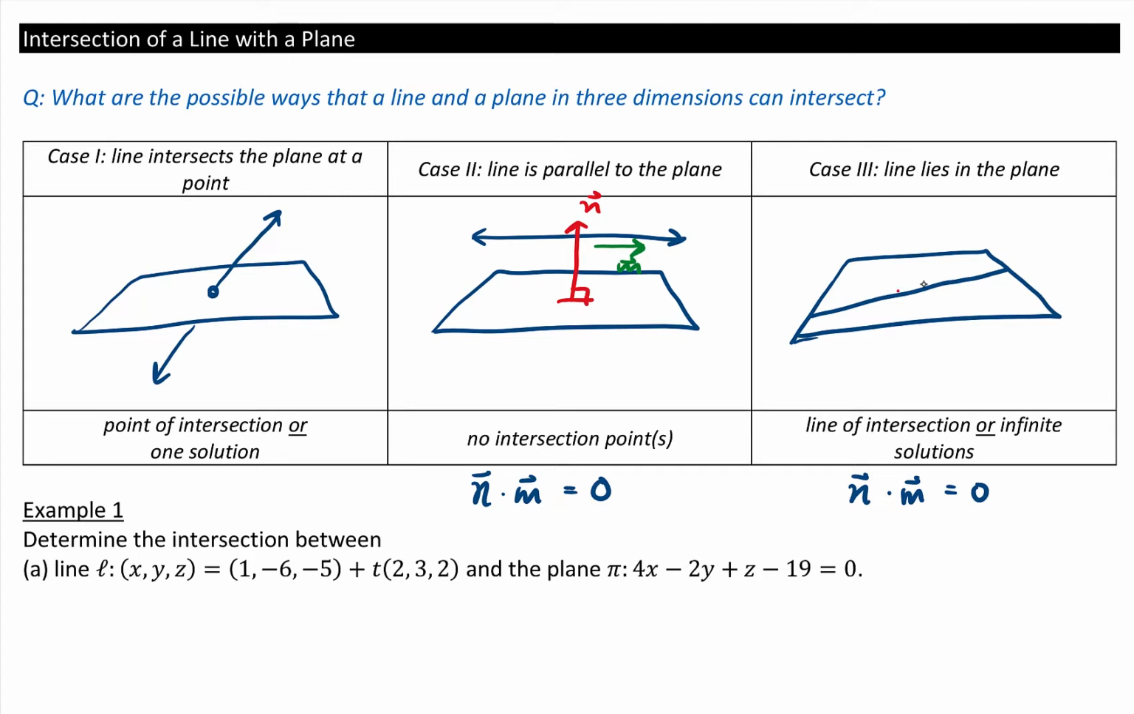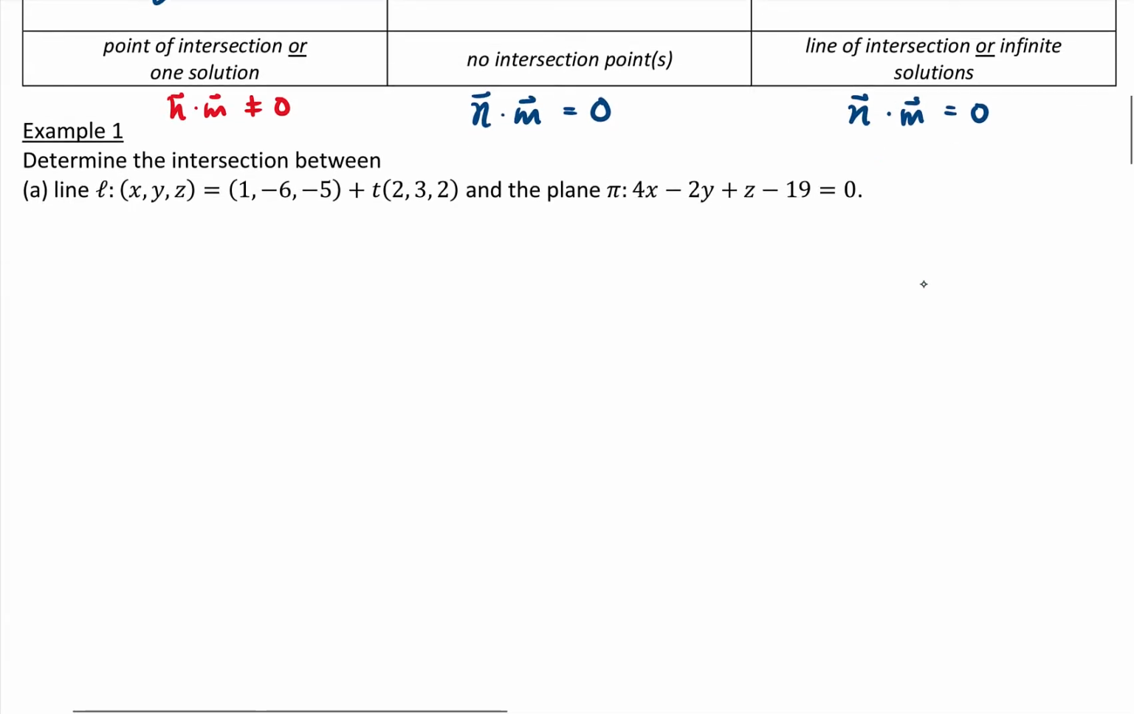Again, because if I draw a normal to the plane, it's going to be perpendicular to the plane, but it's also going to be perpendicular to the direction vector of the line. So if you have n dot m equal to 0, you have case 2 or case 3. And for case 1, I get n dot m not equal to 0. So that's how you can verify whether or not a line intersects the plane at a point or is parallel to a plane. So let's look at our first example.